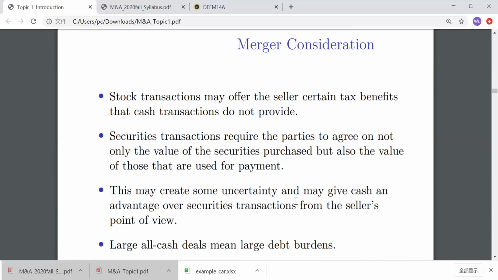Because if you do a cash transaction, that typically does not need approval of shareholders. But if you do a stock transaction, even if that involves a small fraction of the stocks, that will need the approval on both the value of the security, but also the value of those that are used for payment. And the other advantage is that stock transactions might offer tax benefits, right? Because if you do a cash transaction, the shareholders that receive the cash need to pay tax. But if you do stock transactions, shareholders, if they receive stocks, they don't have to pay tax. Right? So that's the idea.